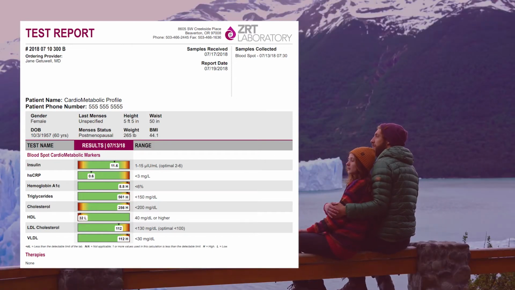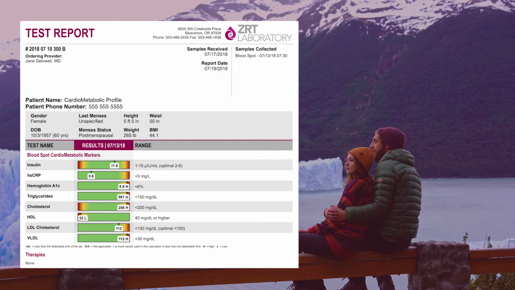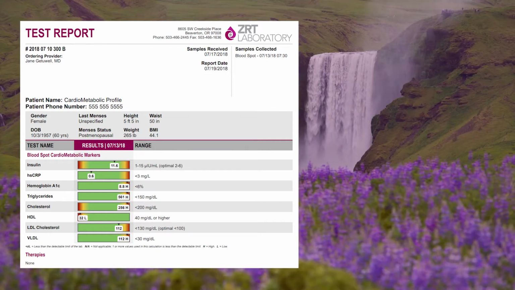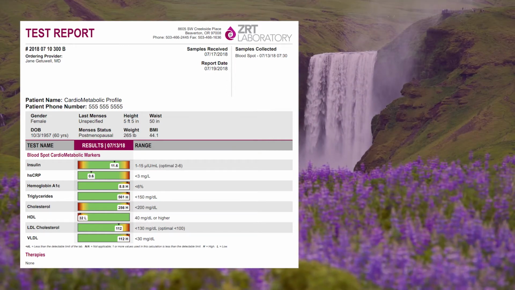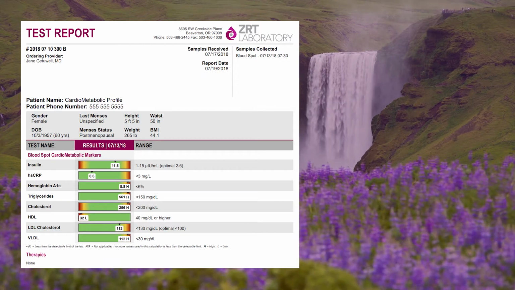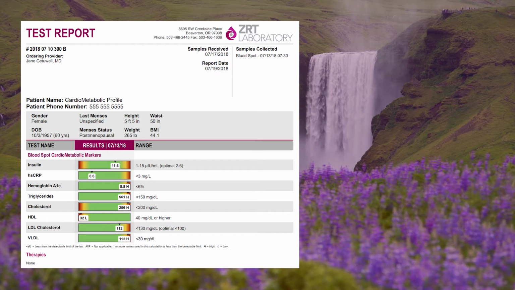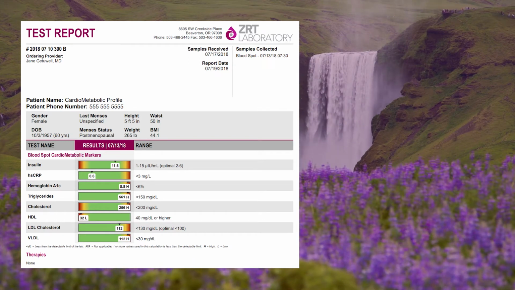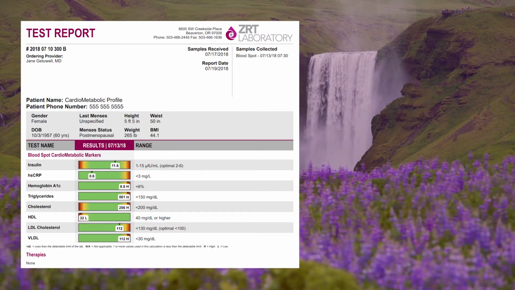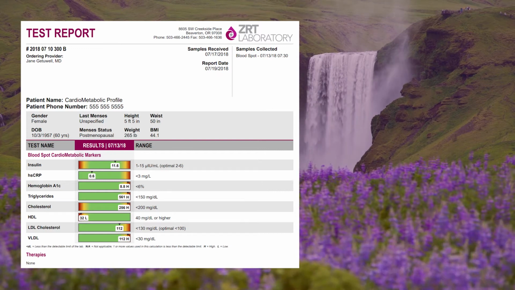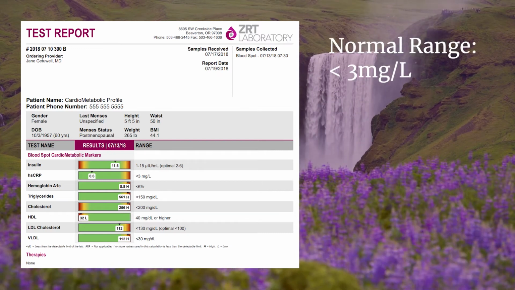And then the next marker going down is the high sensitivity CRP, which is high sensitivity C-reactive protein, an inflammatory marker. It's an indicator and a contributor to pro-inflammatory and pro-thrombotic elements of cardiovascular disease. So high sensitivity CRP, when we are looking at it in the range of 0 to 10, is specific to cardiovascular disease risk. Our normal range is less than 3.